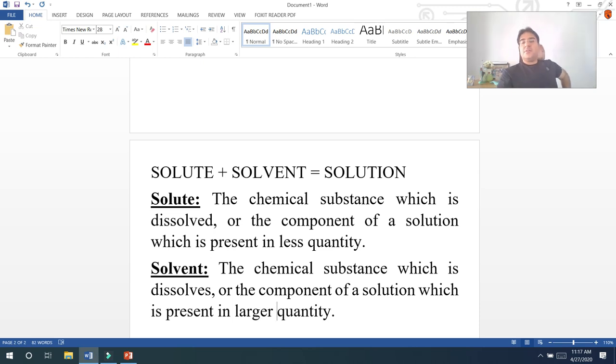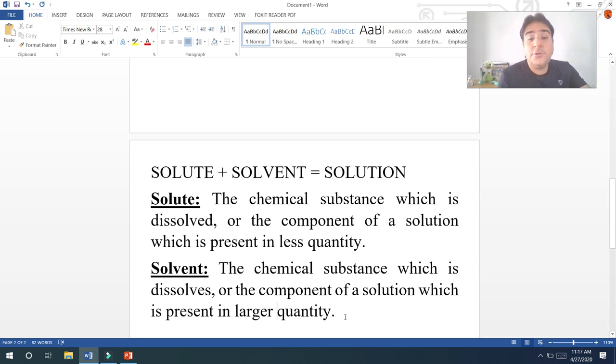There are two components of a solution, solute and solvent. Solvent is present in larger quantity. Solute is present in lesser quantity. Like if you want to dissolve sugar in water, will you take two glasses of sugar in 2 spoons of water? Will it work that way? No. Solute is always less than solvent.